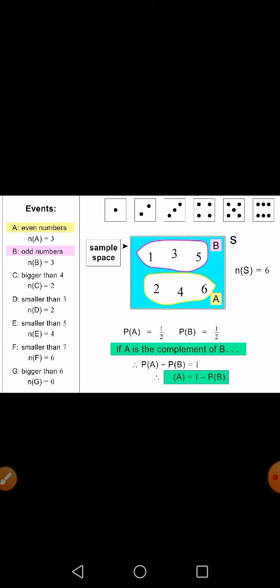But it can be complement, right? Complement, how is it? A is the complement of B, which means probability of A plus probability of B equals 1. Or probability of A equals 1 minus probability of B, which means probability of A is 1 minus probability of not A, as probability of B is the complement of probability of A. Okay.